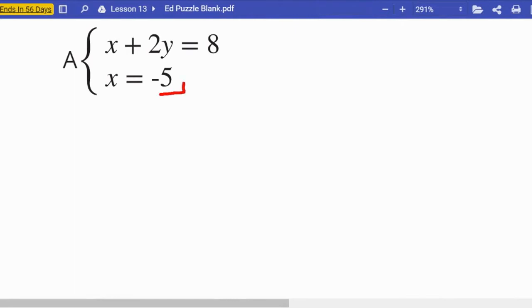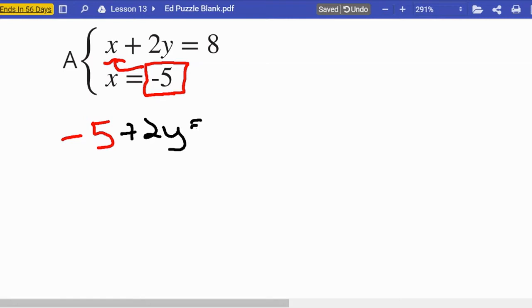So we are going to substitute in -5 for x in this top equation. So we're going to rewrite this top equation as -5 plus 2y is equal to 8. Again, we just took this -5, substituted in for x, and now we have an equation with one variable. So now we solve. First thing, we have to add 5 to each side.